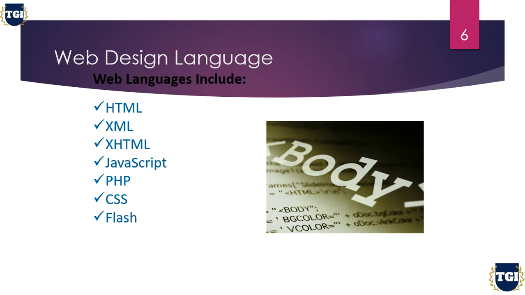Then we have XHTML. That's the combination of XML and HTML, so extensible hypertext markup language. Then we equally have JavaScript. We have PHP, which simply means personal home page. With time they have tried as much as possible to change the name, and now it is called hypertext preprocessor. PHP, we are actually going to see how it helps us.